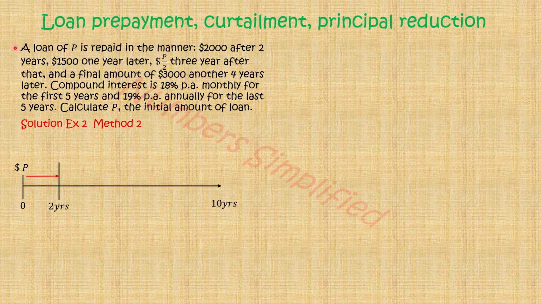Example 2 once again, but this time around we are going to use method 2. So in place of L, I'll substitute that L with the P so that we differentiate between method 1 and method 2. Right, so we still have the same question. It's only that we have P in place of L.